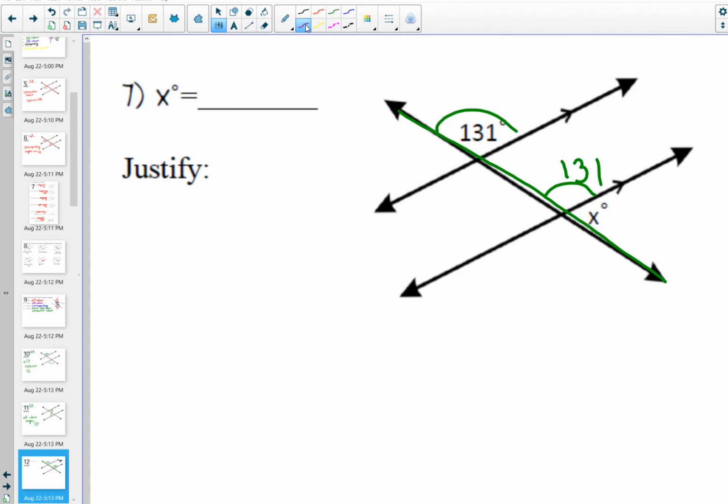And now in my other color, I don't need that angle up there. I need my X. I'm looking for angle X. But I know that I have a linear pair. Okay? So subtract from 180. So you got this. Go ahead. 180 minus 131.